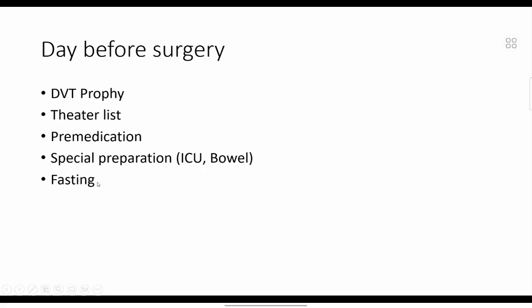The last one is fasting. We know the 6 hours, 2 hours rule: 6 hours for solids and 2 hours for clear fluids. That is common for major surgeries. But in certain procedures there will be a change, like for patients with dysphagia due to malignancy or achalasia cardia. That will be done when you are doing dysphagia. So no need to make it complex here.